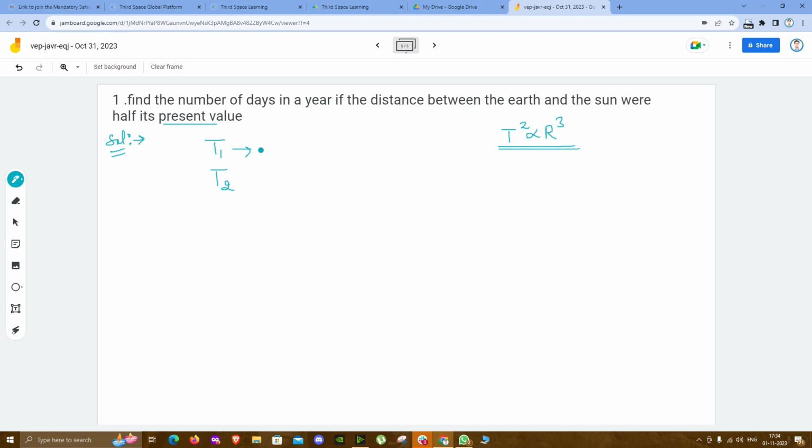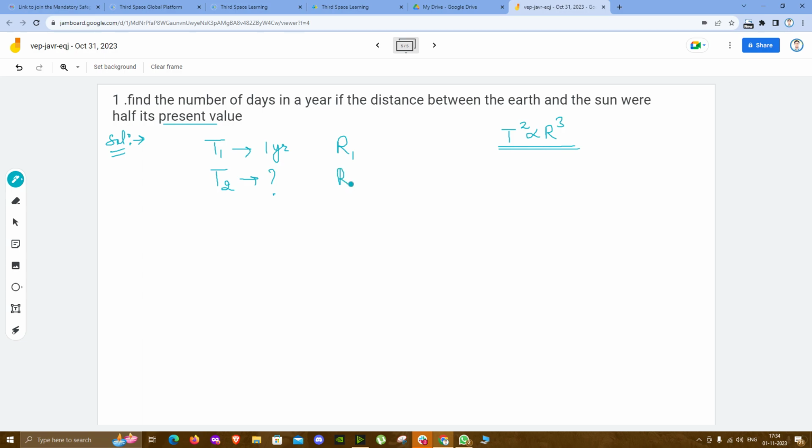It will be 1 year. See, it will be 1 year only, that is 365 days. T1 will be 1 year only, and T2 we don't know. And R, we already know the radius, the distance between the sun and the earth. One astronomical unit we can use. Let's keep it R1 and R2 for now.